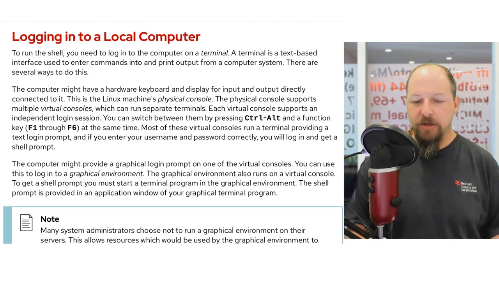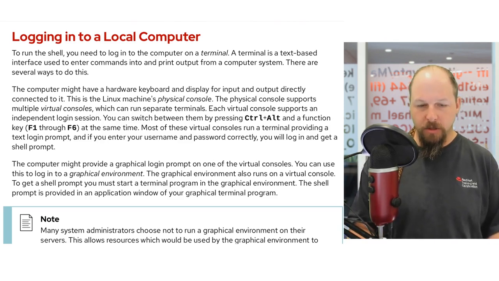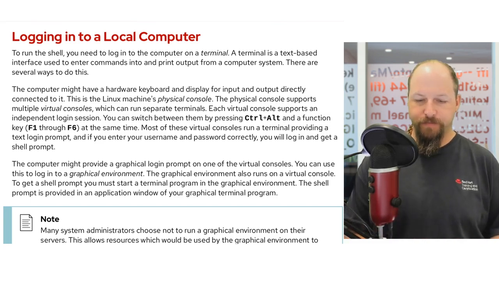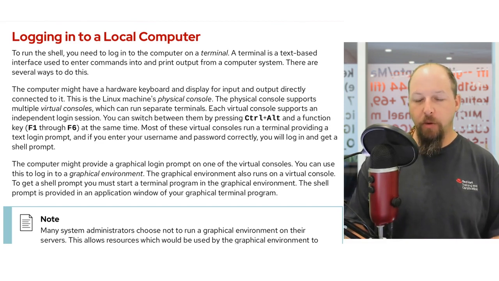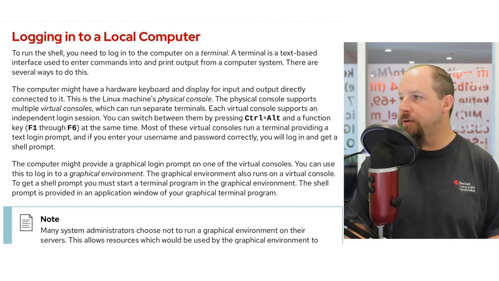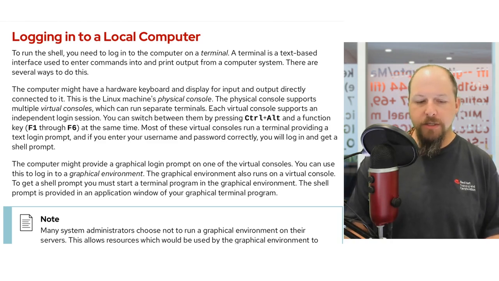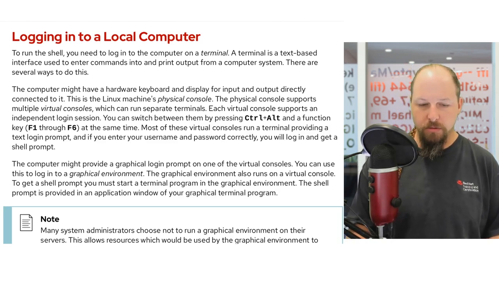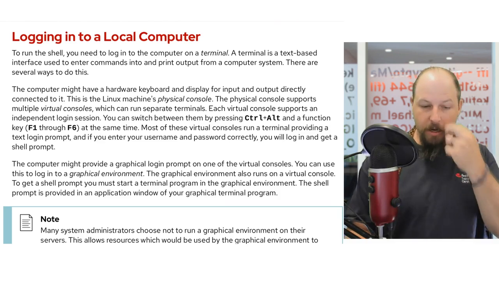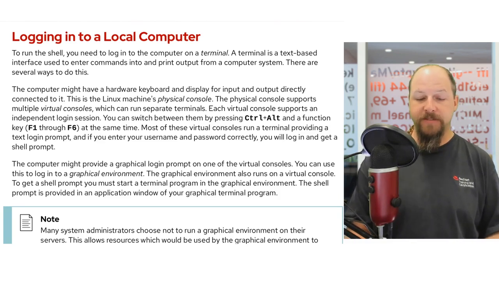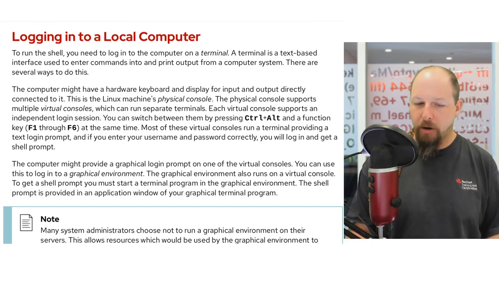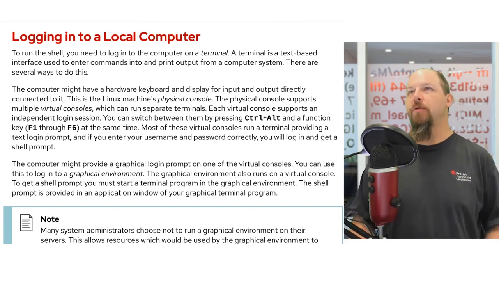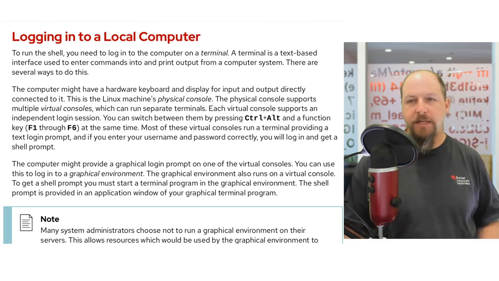Once logged in, the physical console supports many virtual consoles, each running a separate terminal. Every virtual console supports an independent login session. If you were to be logged in with multiple users or switch users during your login, you would create and switch to a separate virtual console. You can switch between these consoles using the Control and Alt keys plus one of the function keys F1 through F6. Most of these virtual consoles run a terminal providing only a text login prompt, and if you enter proper credentials in the form of a username and password, you'll be able to access a shell prompt.